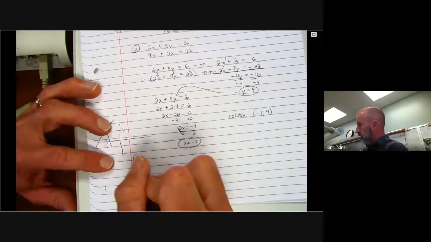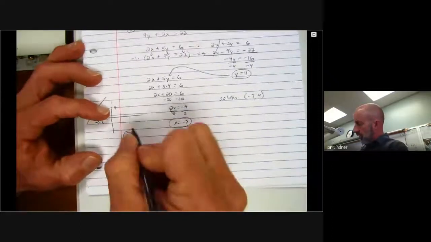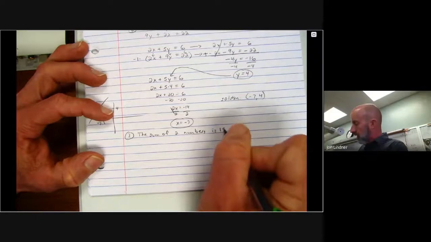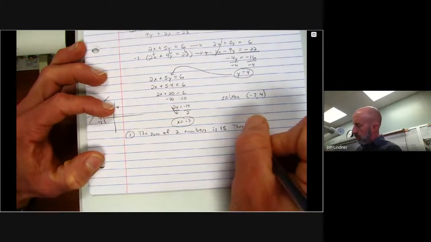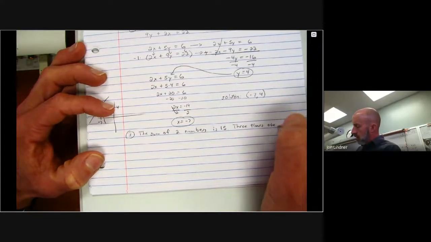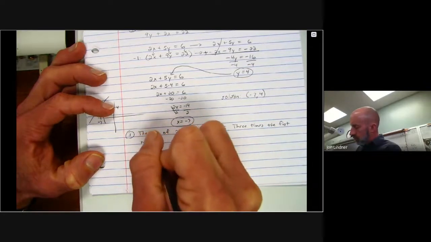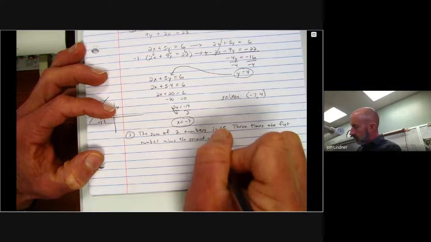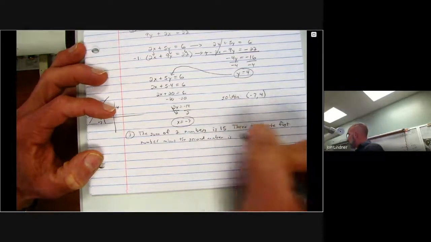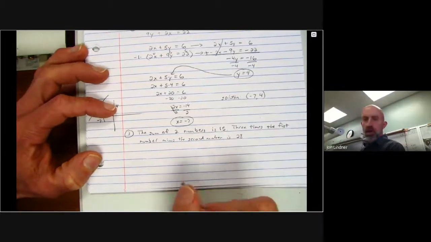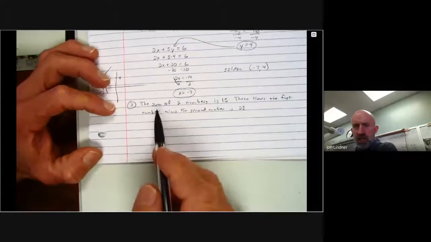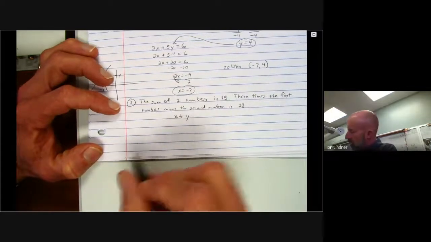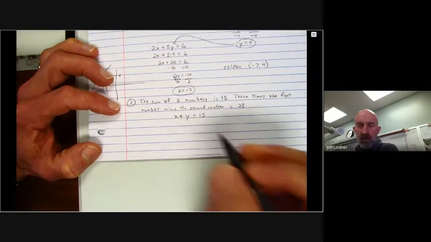All right. One last thing real quick. If they give you a word problem like this, the sum of two numbers is 15, and 3 times the first number minus the second number is 28. Okay, if they give you this word problem, this isn't bad. I just need to set up my system of equations. So look at this first one, the sum of two numbers. Well, how about x plus y equals 15? And look at that, I have my first equation.